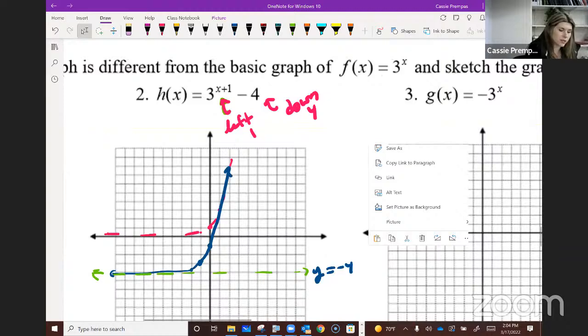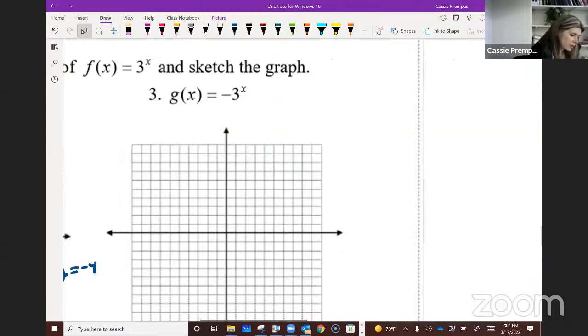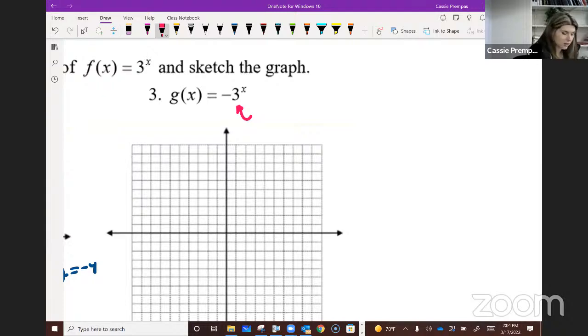On to the next one, number 3. Number 3, this one, the negative is not in with the x, so it's actually affecting the y coordinates. It's going to reflect over the x-axis, upside down. So if I think about my parent graph, like 0, 1, 1, 3, -1, 1/3, it's got to reflect over the x-axis upside down.